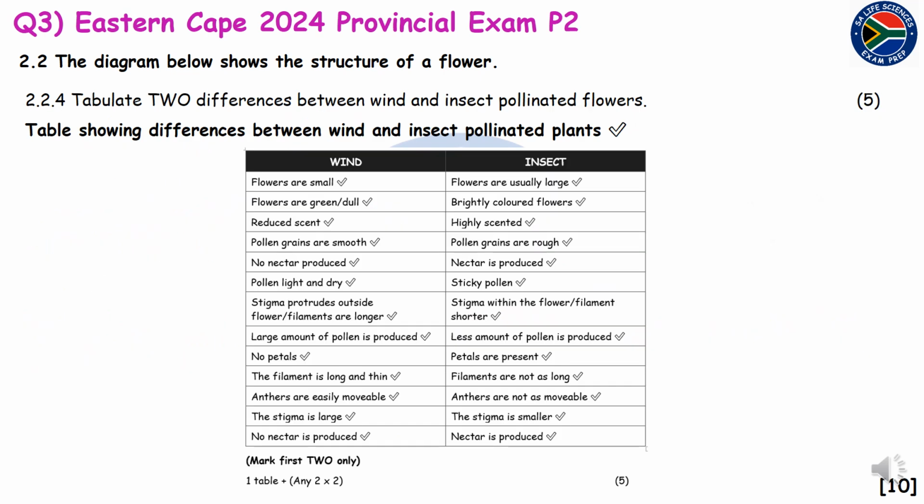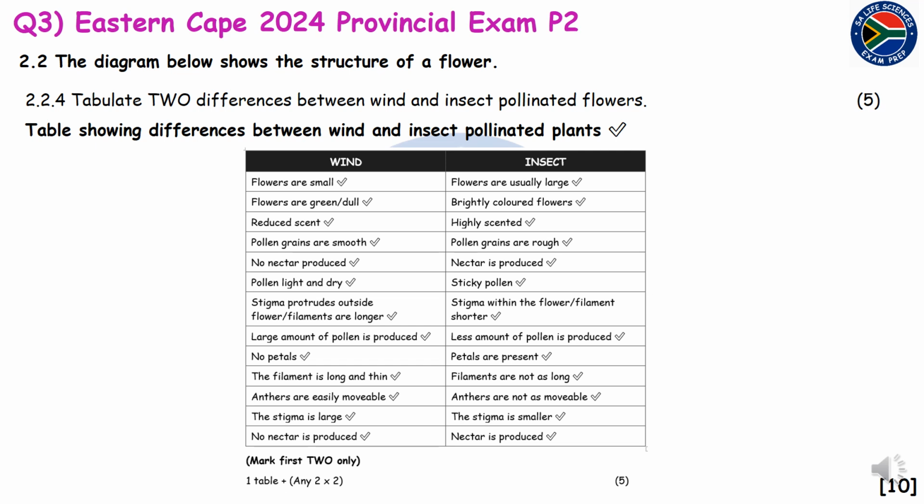Right, 2.2.4 asks you to tabulate two differences between wind and insect pollinated flowers. Now, I'm not going to go through all these differences. However, remember, when you are drawing a table, remember to write a heading. When you are drawing a table, there are certain things that you must have. So to get 1 mark, there are 3 things you need to do. You need to, number 1, draw a table.